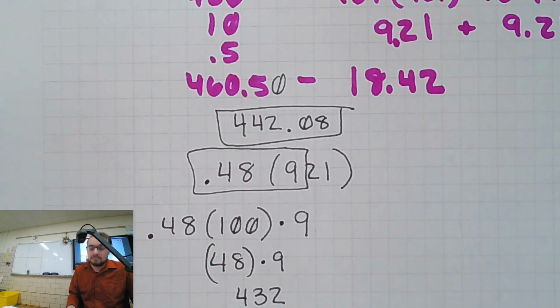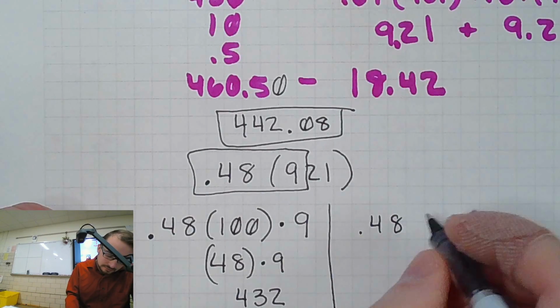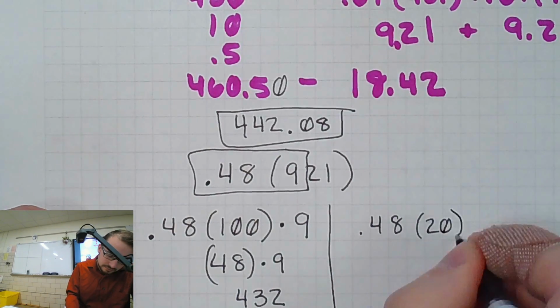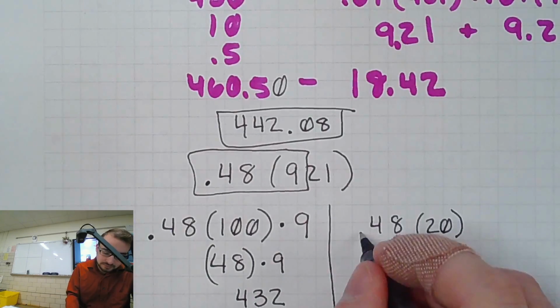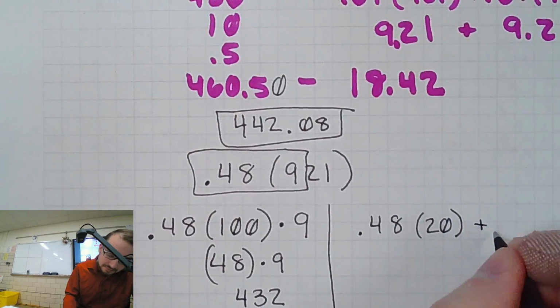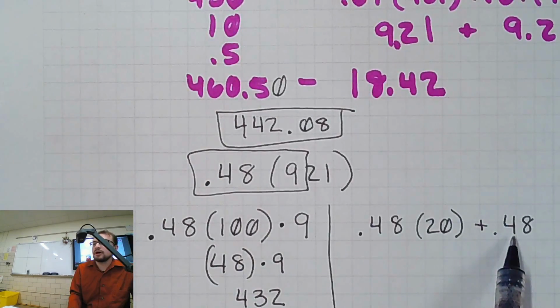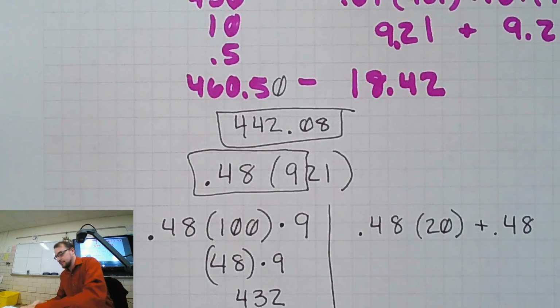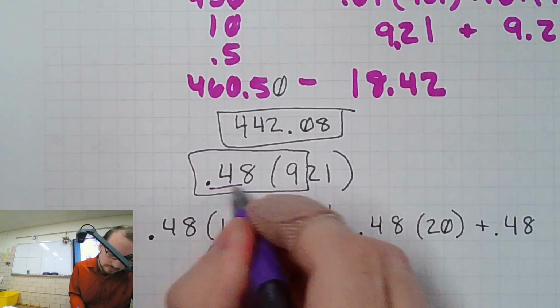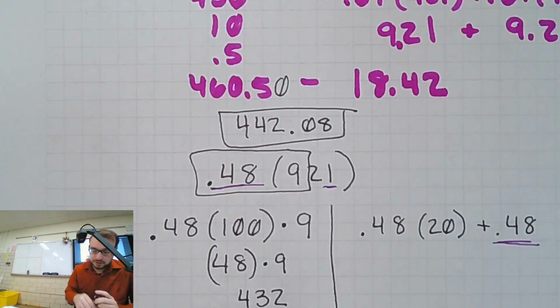I get 0.48 times 20 plus 0.48. Plus 0.48? Yeah. Ooh. Okay. So he knows that 0.48 times 1 is 0.48, right? That's where that comes from. 0.48 times 20, well, that's what he's trying to figure out.